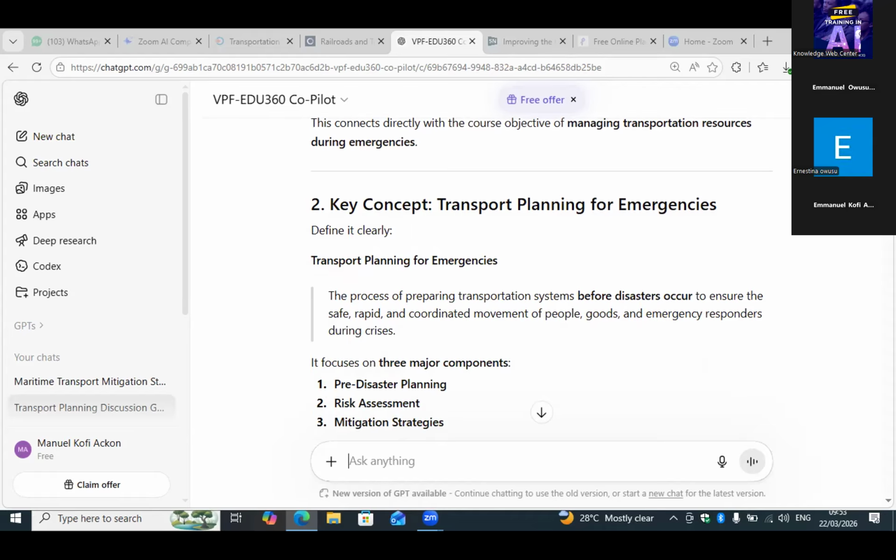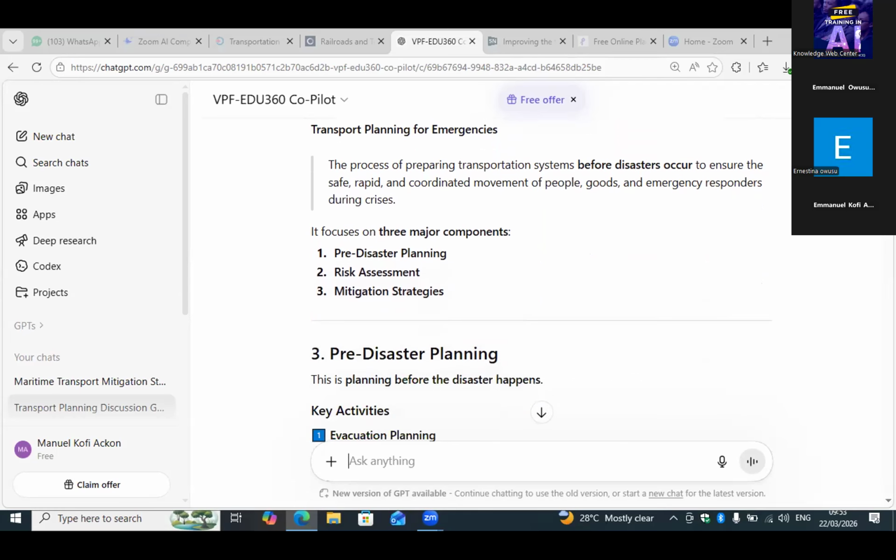The process occurs to ensure the safe, rapid, and coordinated movement of people, goods, and emergency responders during crisis. That is the definition for transport planning for emergencies. It focuses on 3 major components: 1, pre-disaster planning; 2, risk assessment; and 3, mitigation strategies.